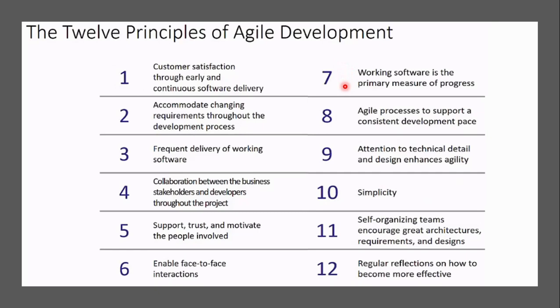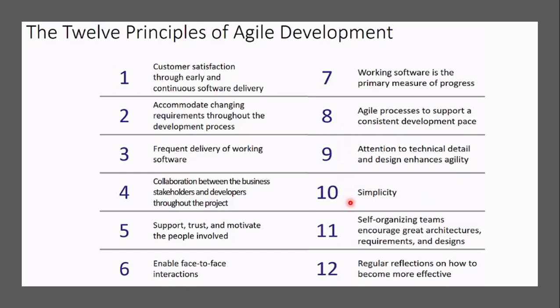Working software is the primary measure of progress. So how much you are doing with working software is the primary focus, rather than the progress of something that is being developed, or time being the primary measure. The primary measure of performance would be how much working software you have delivered. And Agile processes should support a consistent development phase, to carry on continuous development so that there is no hindrance in the development process.